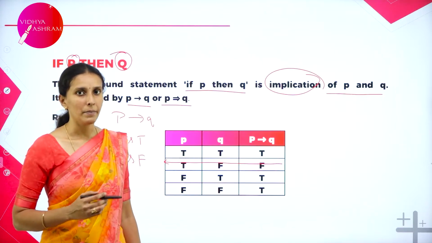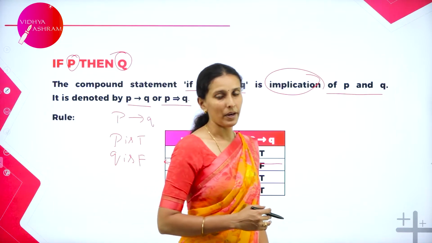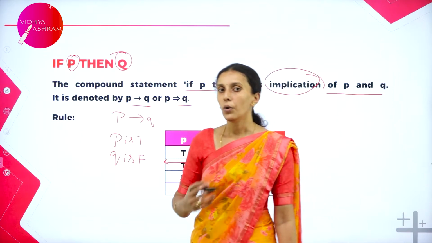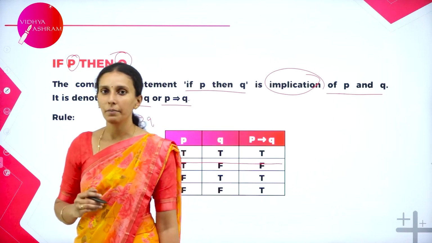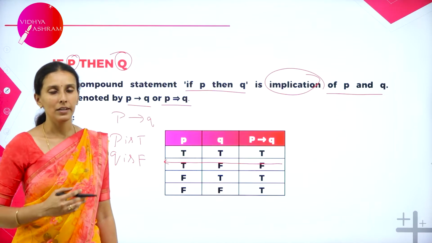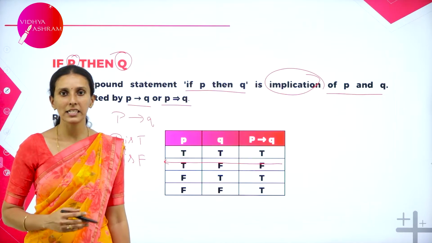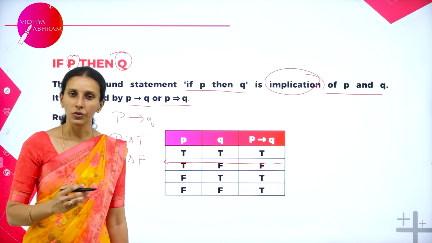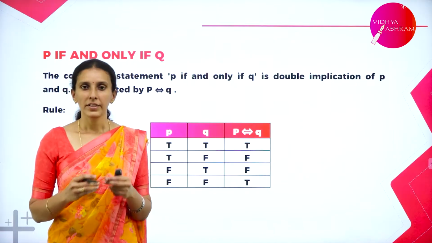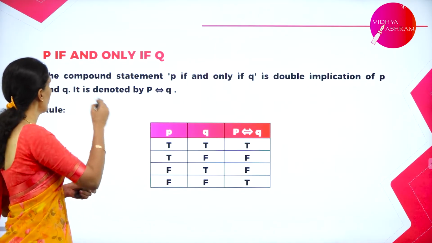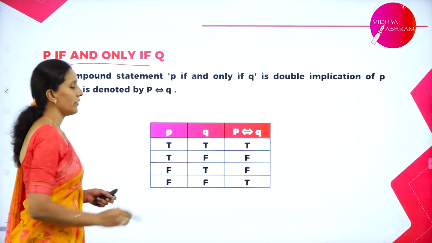So any statement containing if then will become false only in the case where the first statement is true and the second statement is false. In all the other cases, it is considered a true statement. The next statement is P if and only if Q.